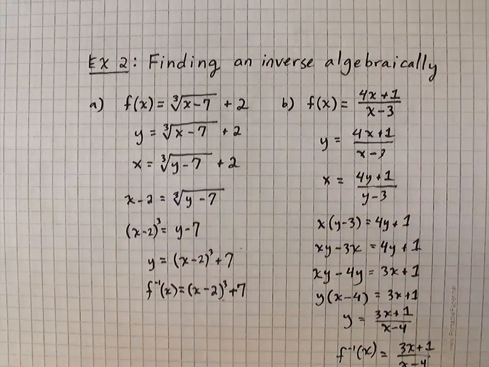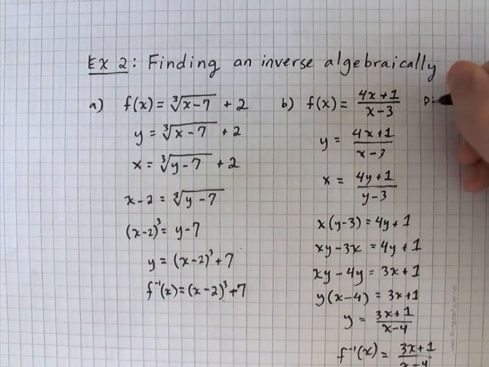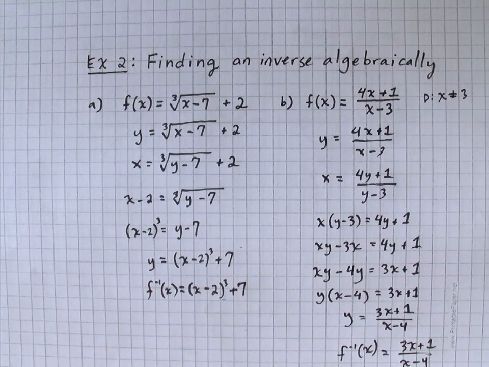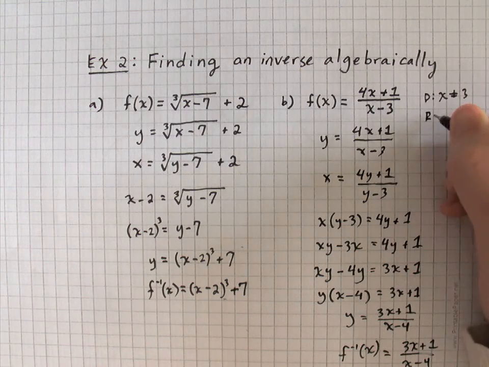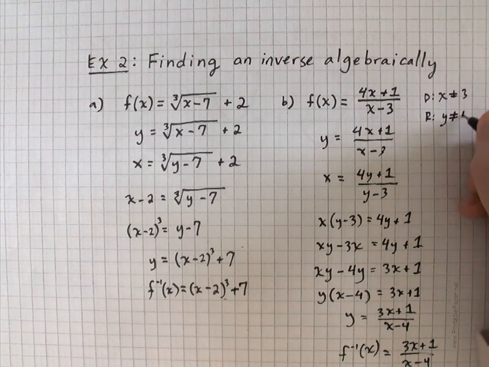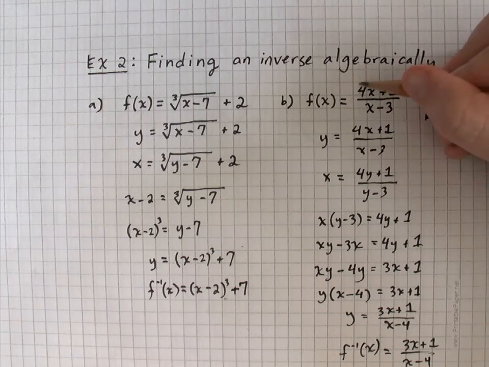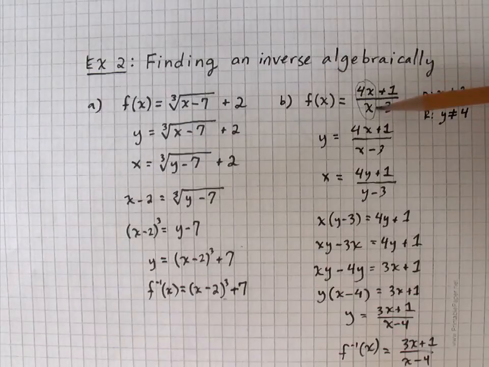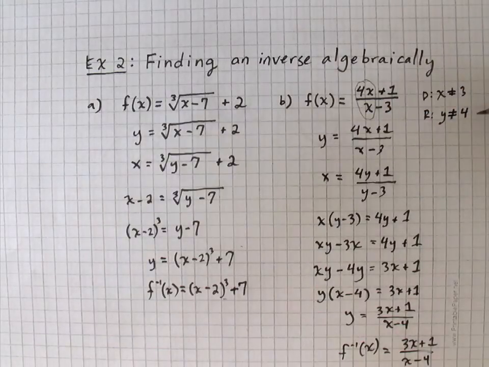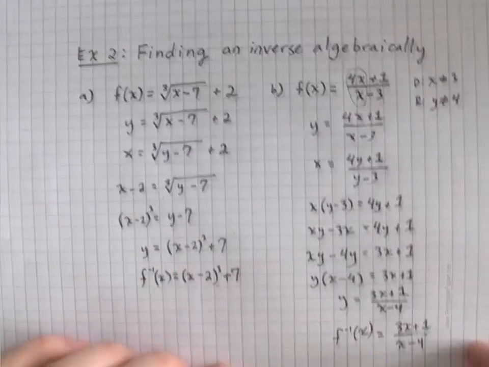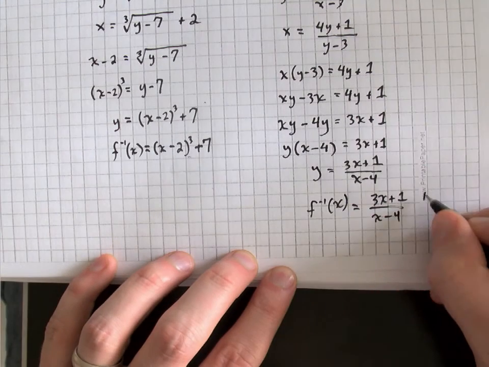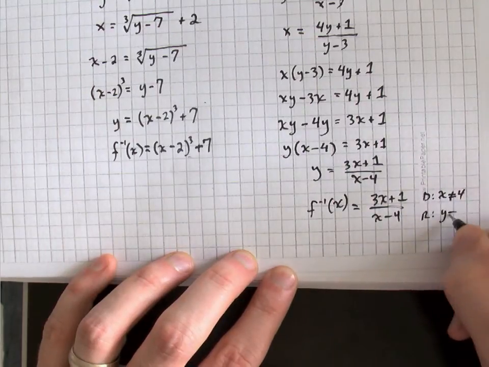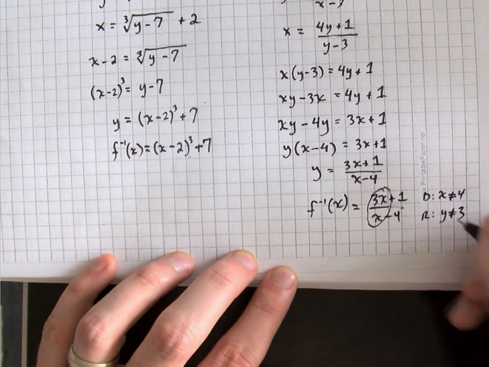You'll notice the very first step, the domain x could not be equal to 3 because that would create a divide by 0 error in the denominator. Likewise, the range y could not be equal to 4. I can tell that by looking at the major terms, the terms with the highest degree in the numerator and denominator, and dividing them. 4x divided by x makes 4. Meanwhile, in my result here, the domain x can't be 4, and the range y can't be 3. So domains and ranges switch.